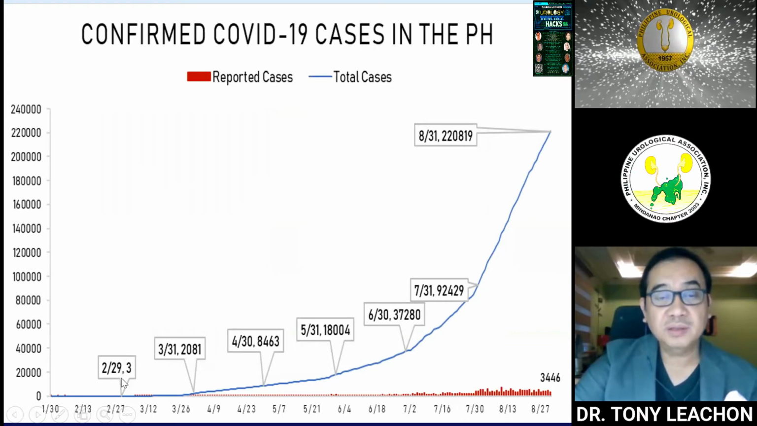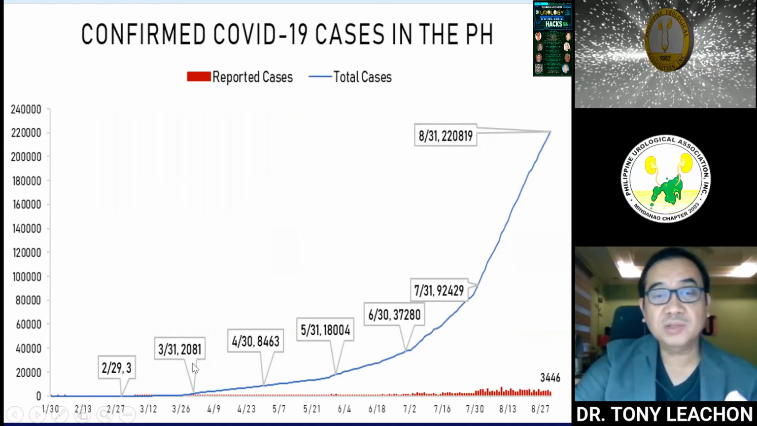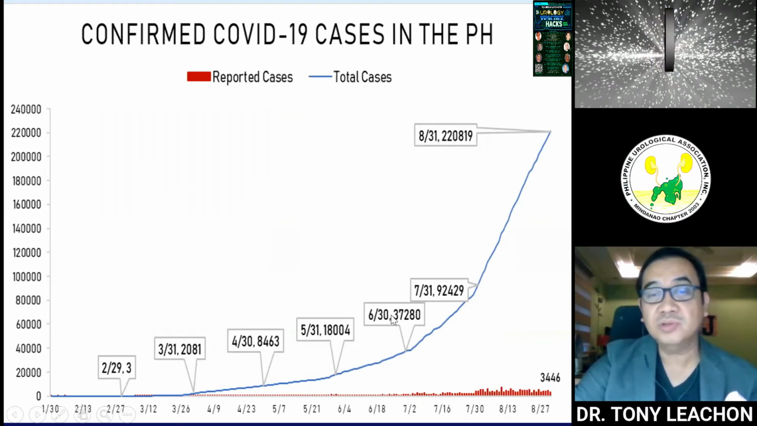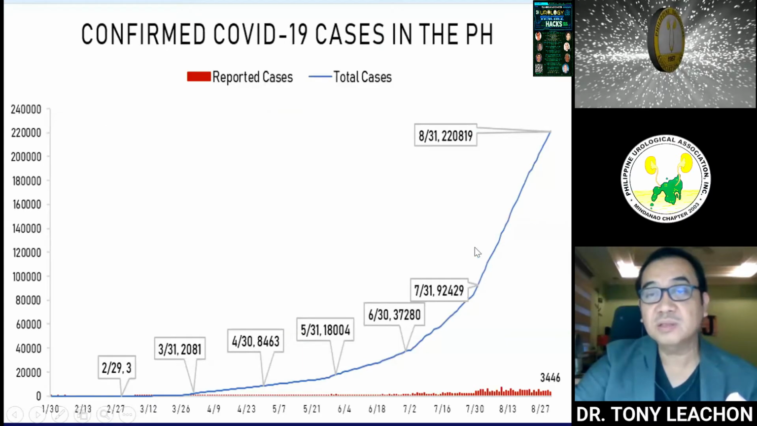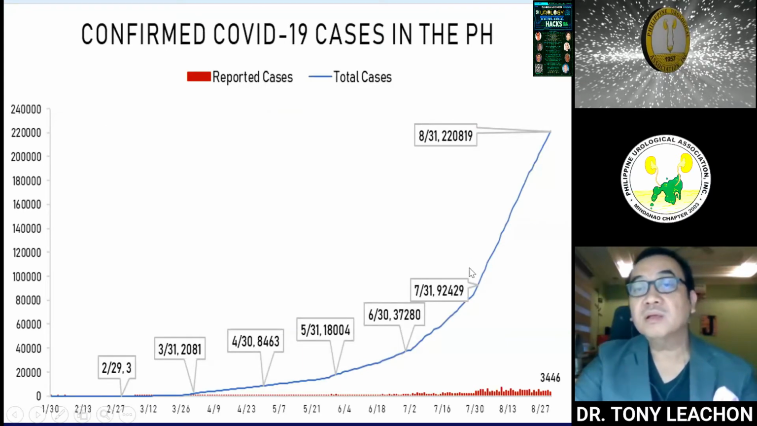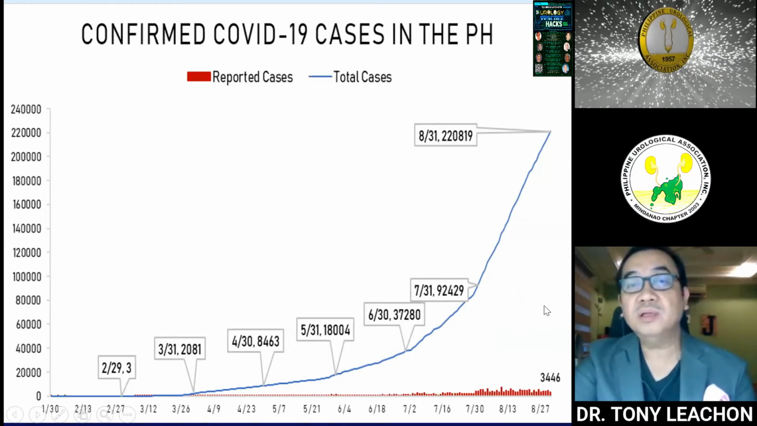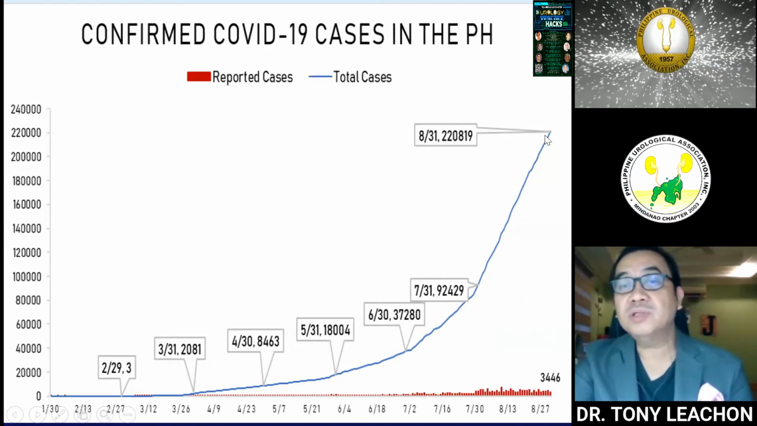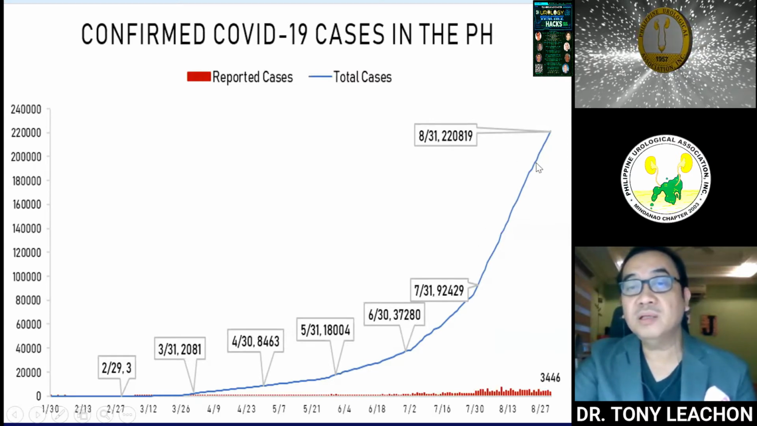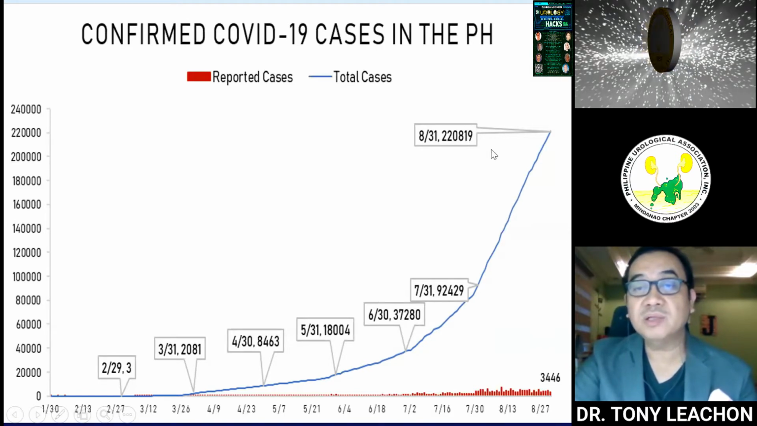On February 29, we had only 3 cases, and then in March, 2,000 cases. April, we had 8,000 cases. May, 18,000. June, 37,000. In July, we had only 31,000. But our situation actually worsened this particular time when we had an increase in the cases in the Philippines to about 220,000 cases.